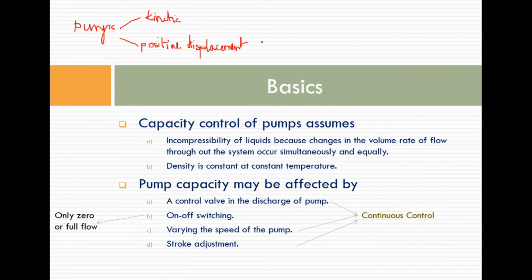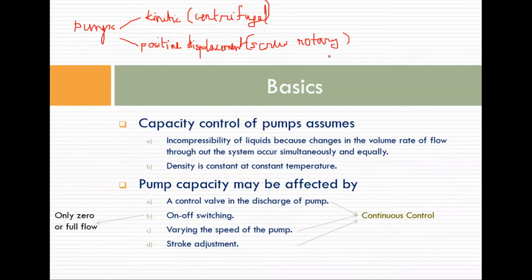So one example for kinetic type pump is centrifugal, where changing kinetic energy is used. This is the best example. For positive displacement, the best example is the rotary pump, the screw type rotary pump. That one is the best example for positive displacement.